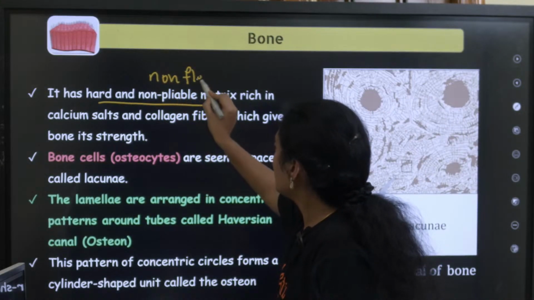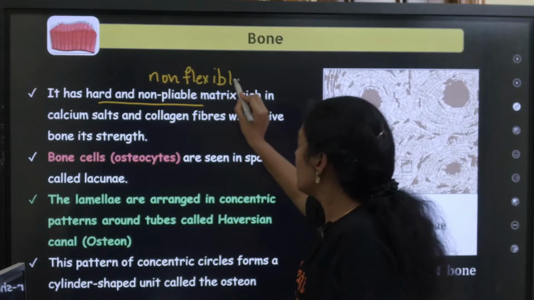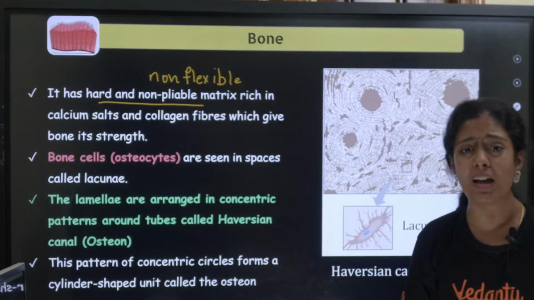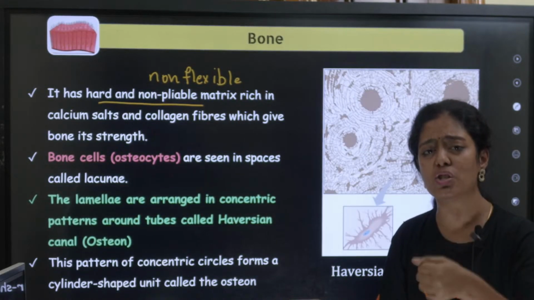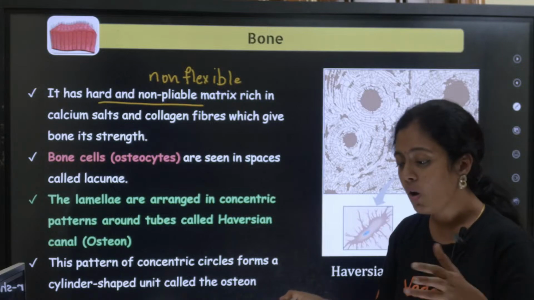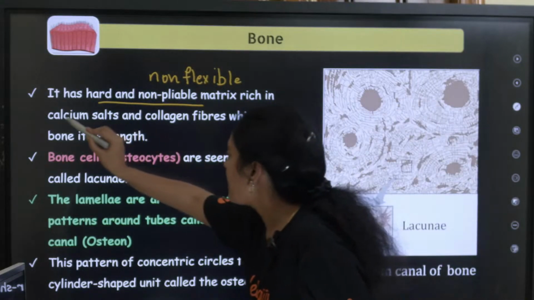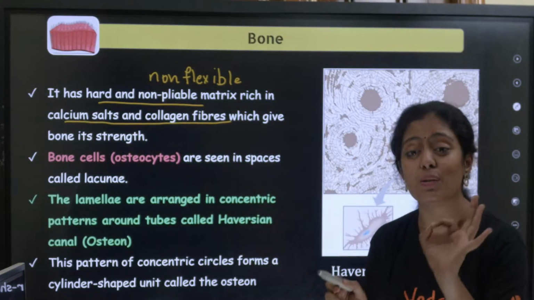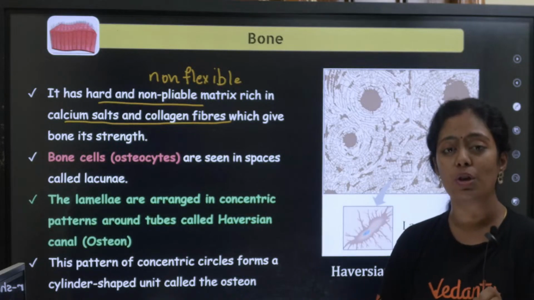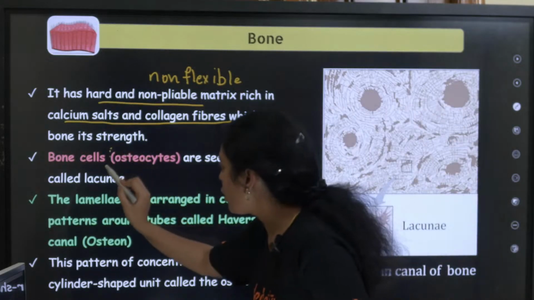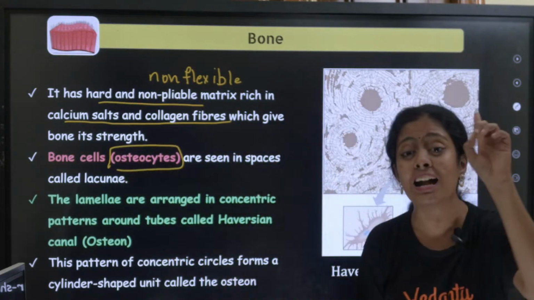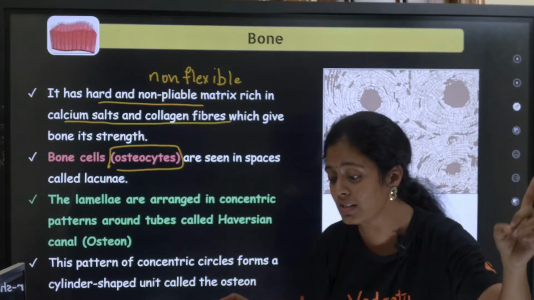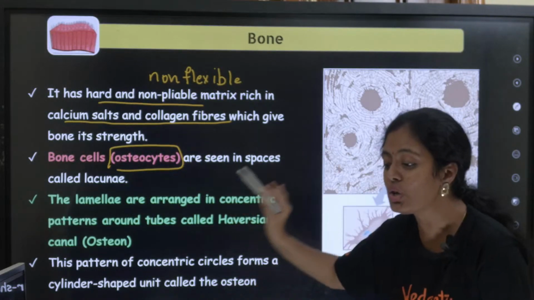Non-flexible. Can I bend my bone? Can I anytime bend my bone? No, I cannot bend my bone because it is made up of such strong substances. Okay, what are those strong substances? Calcium salts and collagen fibers. Very very important. Okay, what do we call bone cells? We call them osteocytes. What do we call cartilage cells? We call them chondrocytes. And this one we call osteocytes.